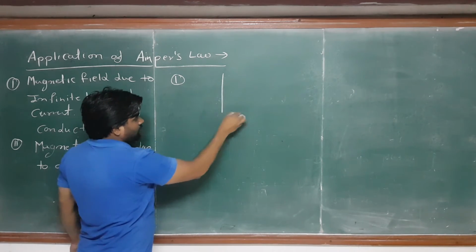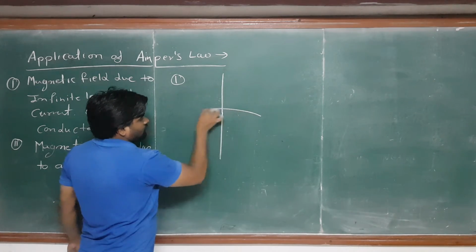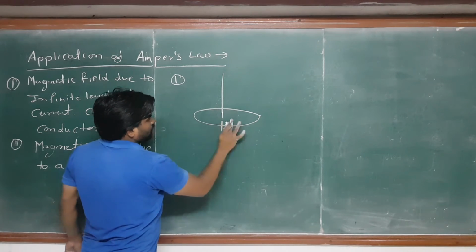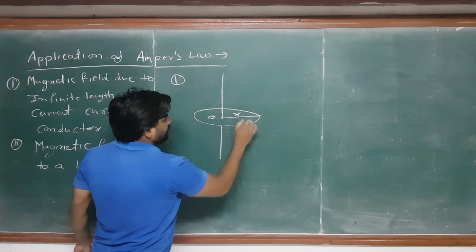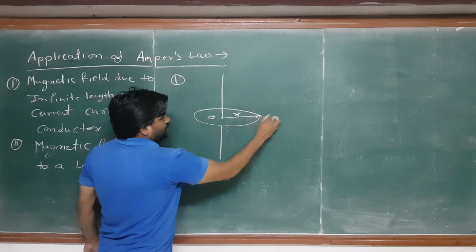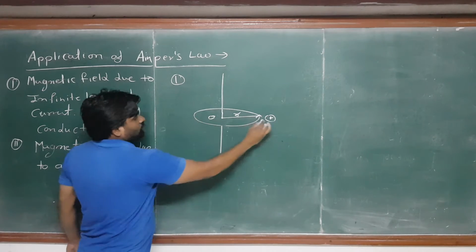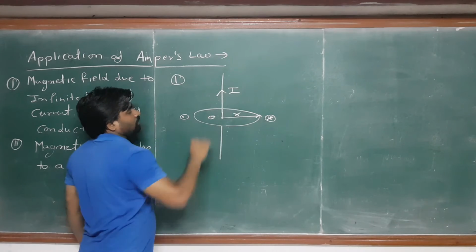So this is the straight current carrying conductor and it is generating the magnetic field. This is called its center. This is called the radius. Okay, the magnetic field is going inside at this point and coming out, so I have to draw the cross here and the dot where it is coming out, if the current is going up.